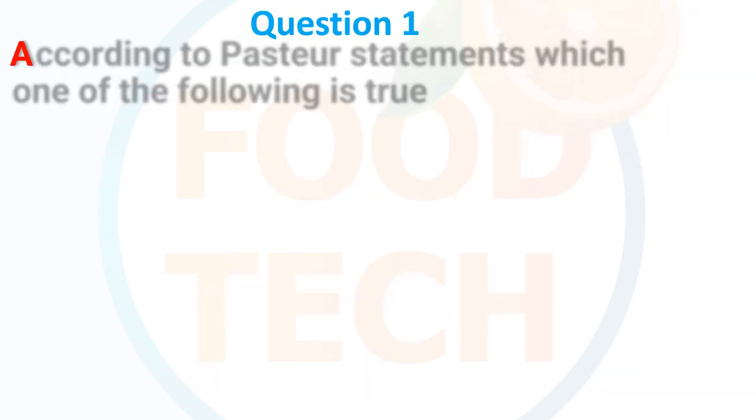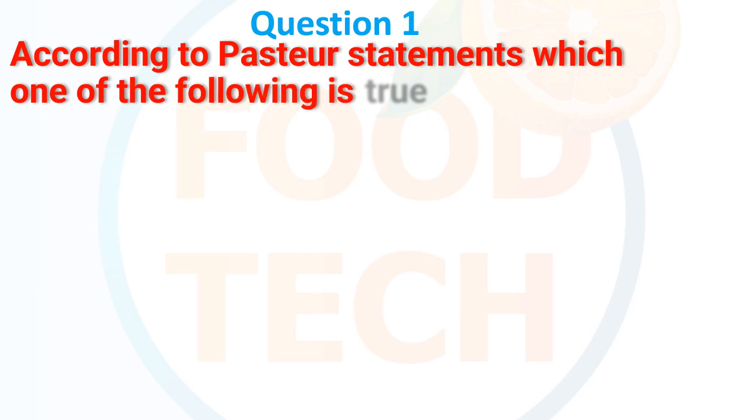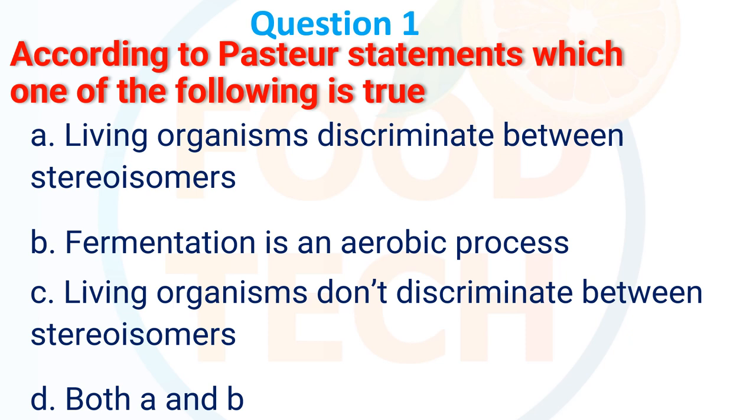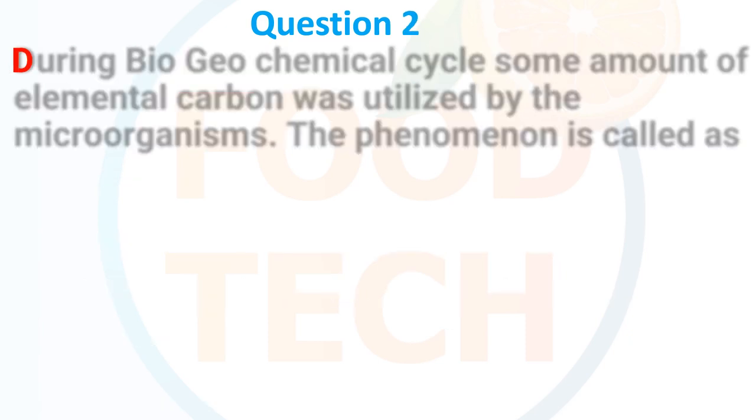So let's start. According to Pasteur, which one of the following statements is true? A. Living organisms discriminate between stereoisomers. B. Fermentation is an aerobic process. C. Living organisms do not discriminate between stereoisomers. D. Both A and B. The answer is A. Living organisms discriminate between stereoisomers.